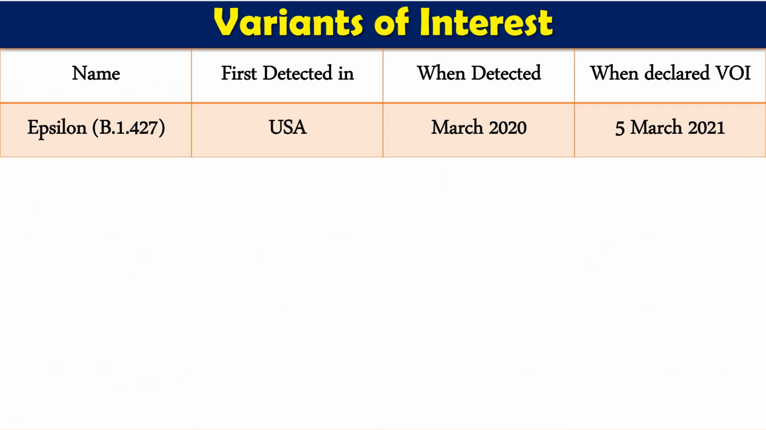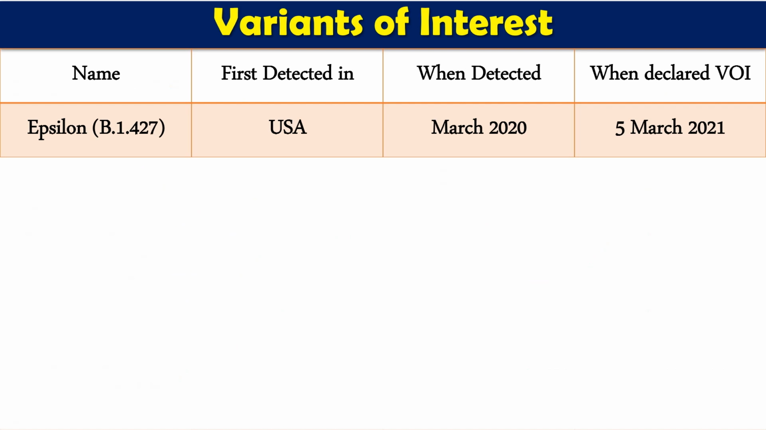Now the second category is called variants of interest. Variants of interest are those variants which are normally found in different countries, but are not that pathogenic, or not that significant. You can say mutations were there, but that is also a variant of interest. We have to look at this one.